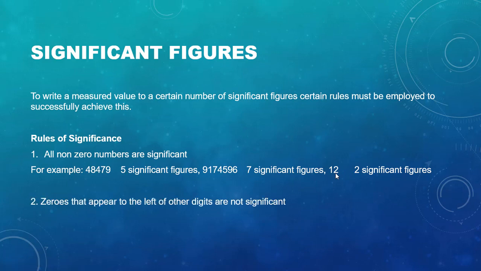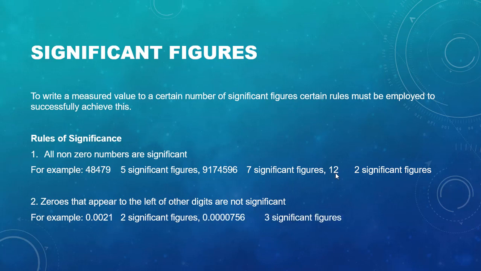The second rule is that zeros that appear to the left of other digits are not significant. So for example, in these numbers here, all these zeros here are not significant. Similarly, all these zeros here are not significant, so we have 3 significant figures. So again, the rule says that zeros that appear to the left of other digits are not significant.